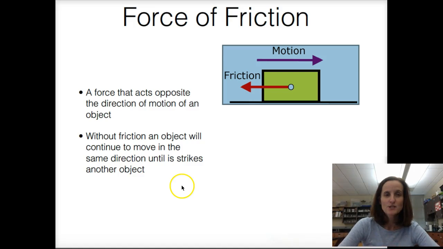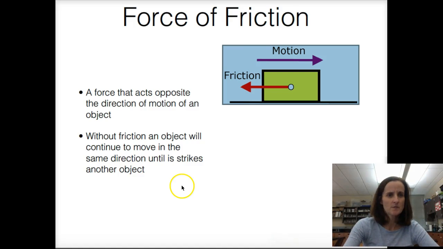So the force of friction is the force that acts in the direction opposite the motion of the object, and without friction that object will continue to move in the same direction until it strikes another object. So if I'm rolling a ball to the back of the room, it's going to continue to roll, if there were no friction, until it hit something.